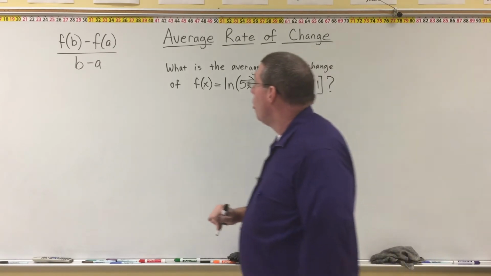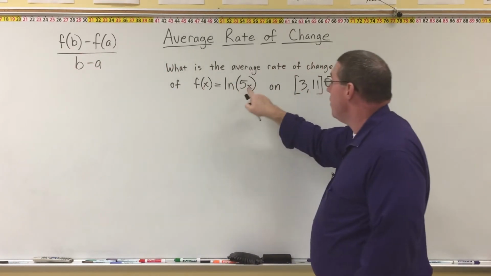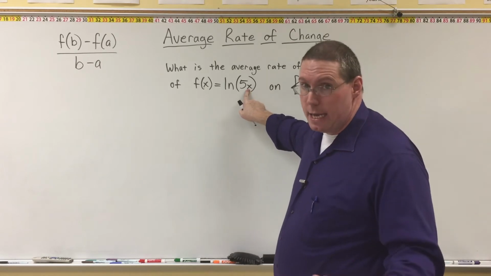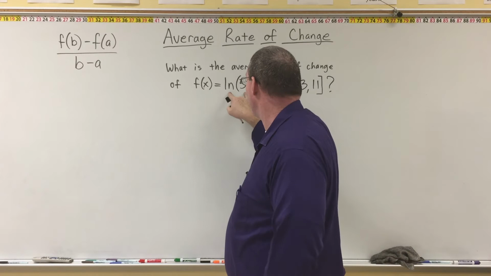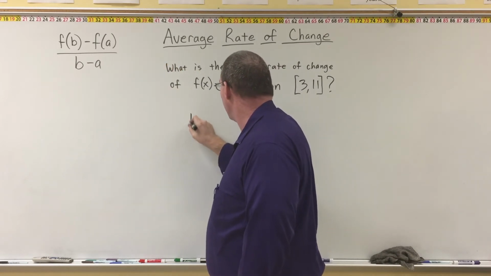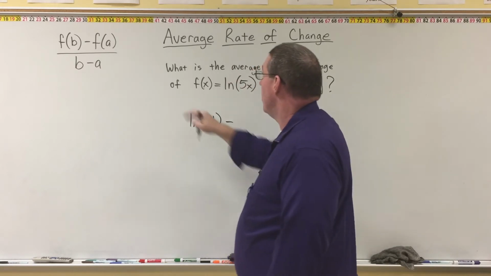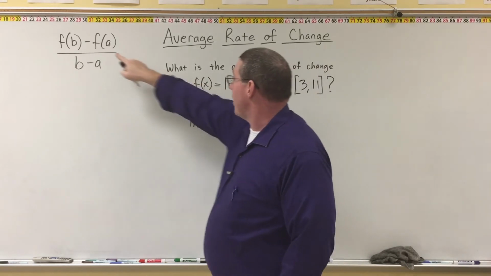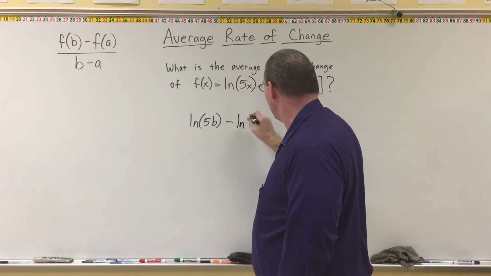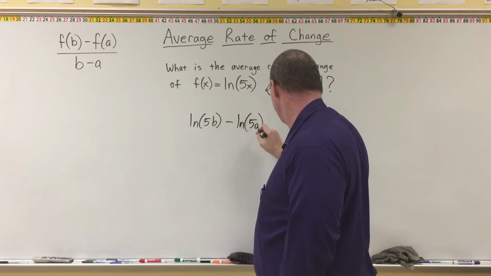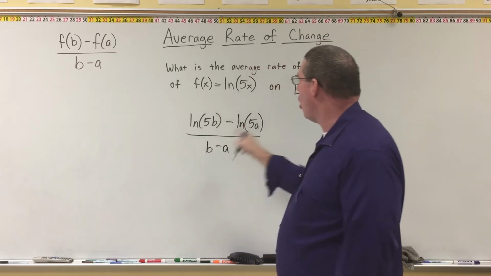Here's what we're going to do. We're going to replace f of b with the function. The x is going to become a b, but then you're going to put a number in for the b. So take your function and put it in there. It's going to become the natural log of 5b minus, now we put natural log of 5x in for f of a, but we replace the x with an a, minus the natural log of 5a over b minus a. Well, what are b and a?